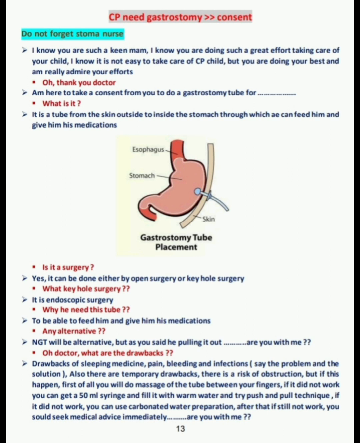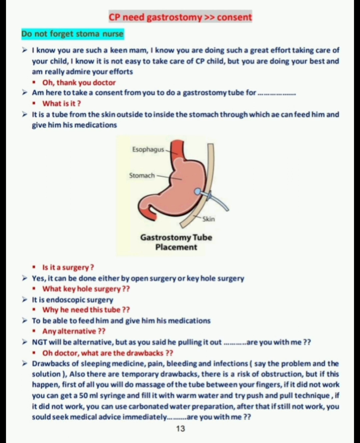It is a cerebral palsy or CP child who needs a gastrostomy tube. So in this communication, do not forget the stoma nurse. As usual, we start by introducing ourselves and the agenda, telling everything. Now I know you are such a keen ma'am. I know you are making such a great effort taking care of your child. I know it is not easy to take care of a CP child, but you are doing your best, and I really admire your efforts.